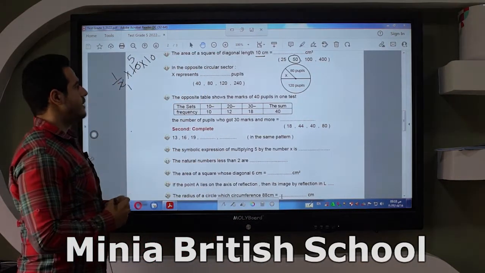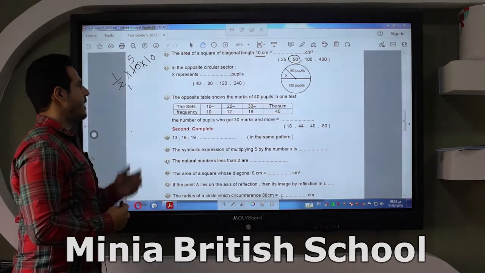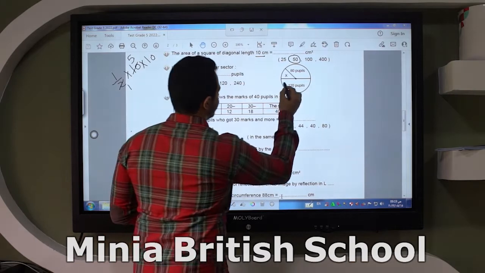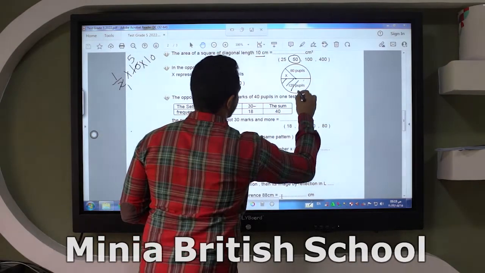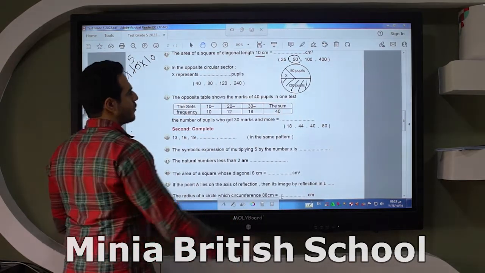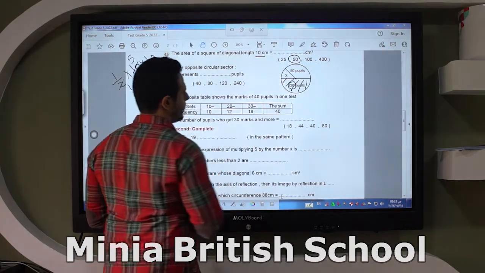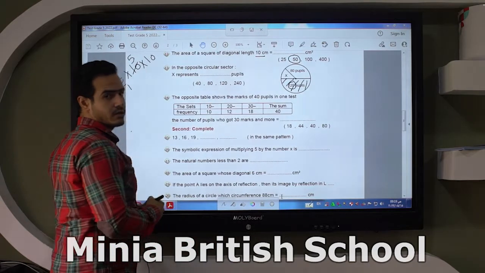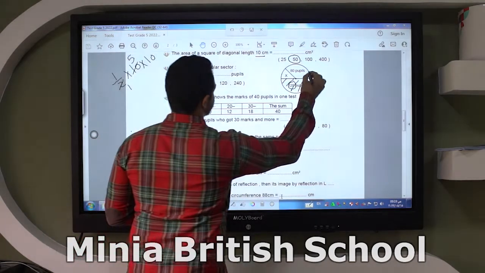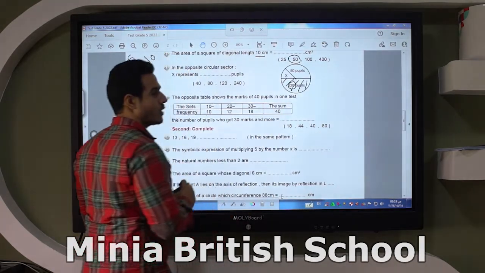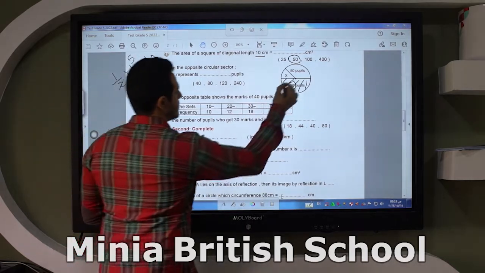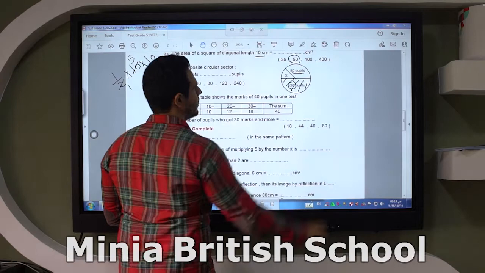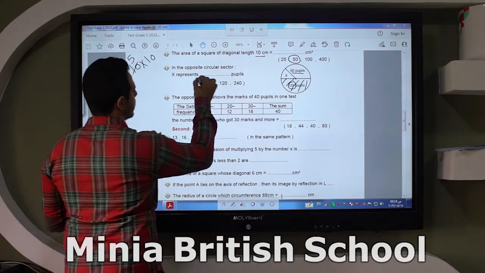Number 13, in the opposite circular sector, X represents how many pupils? Okay, as the first, this part is a half circle, and the number of pupils is 120. And this part is also a half circle. So the number of students in a half circle must be 120. This part is only 80. So X equals 120 minus 80 equals 40 pupils.